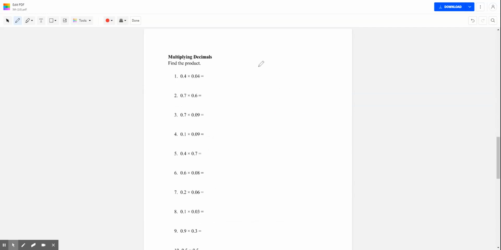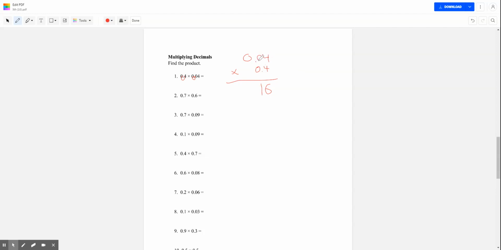Find the product. It's just simple multiplication, and all you have to worry about are the decimal points. So let's just do it right now. 4 times 4 is 16, and the rest are 0, so we're just done. But we have to look at the decimal points.